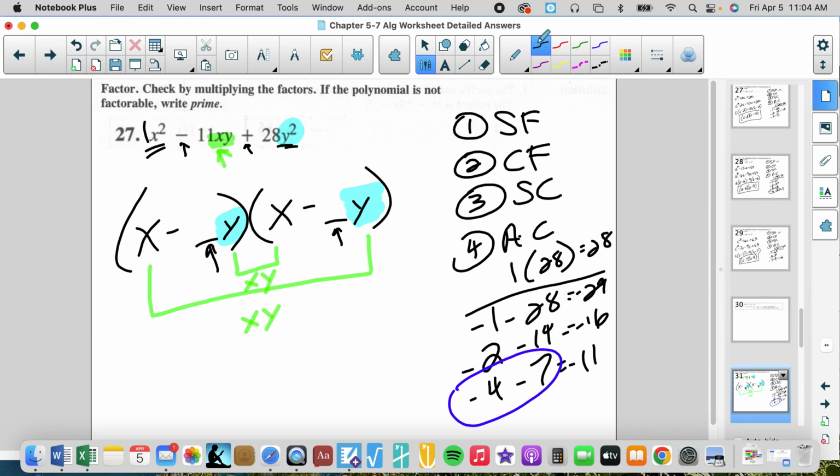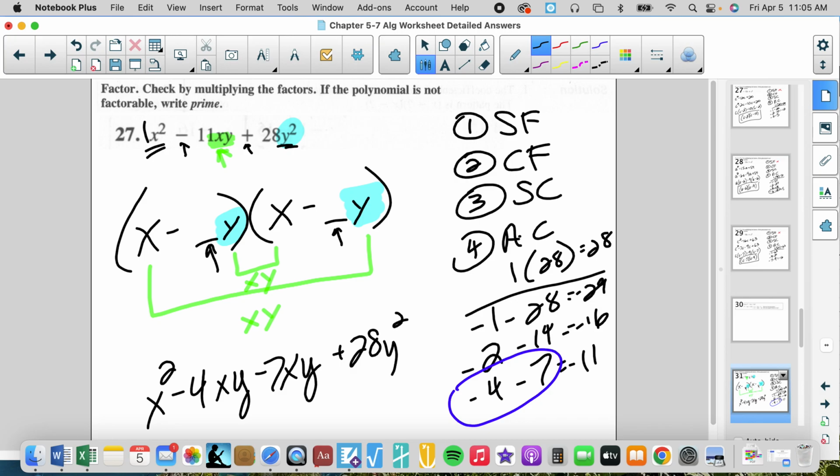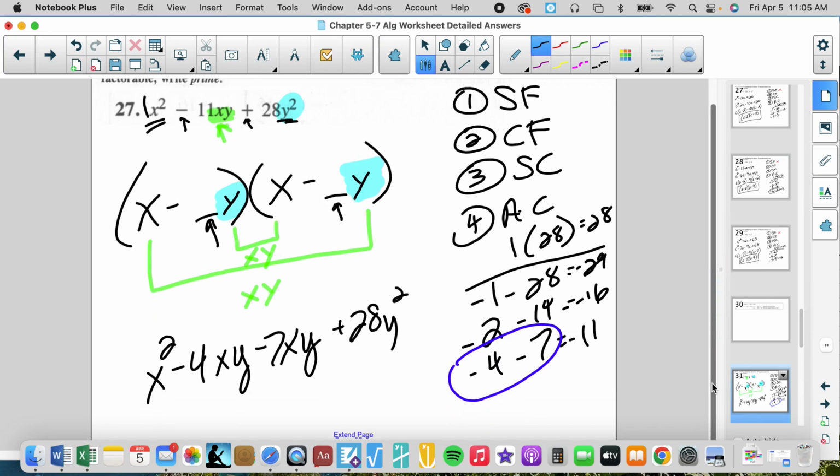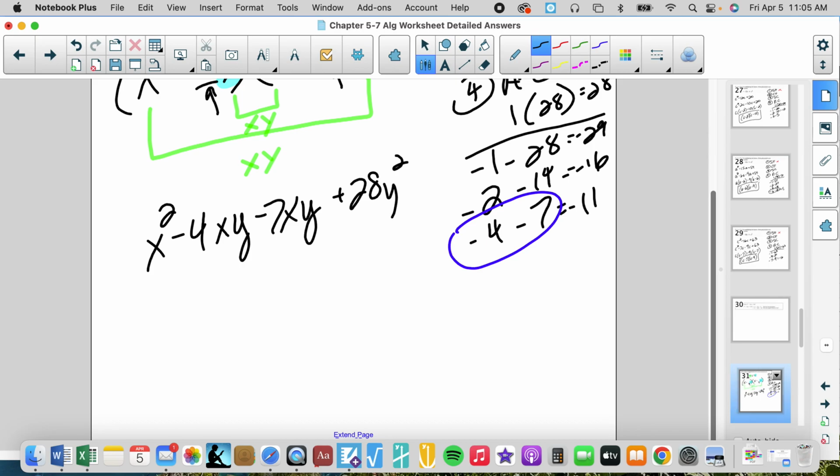We still bring down the first term. And now our middle term is going to be negative 4xy and negative 7xy. That simplifies to make negative 11xy. And then we pull down our third term. No different than what we've been doing for the first 26 problems. We still are going to factor by grouping. And it'll be interesting to see, do they have a common factor? They have a common factor of x.